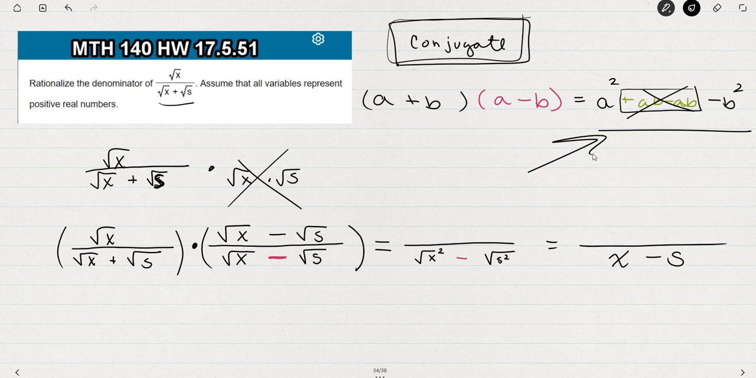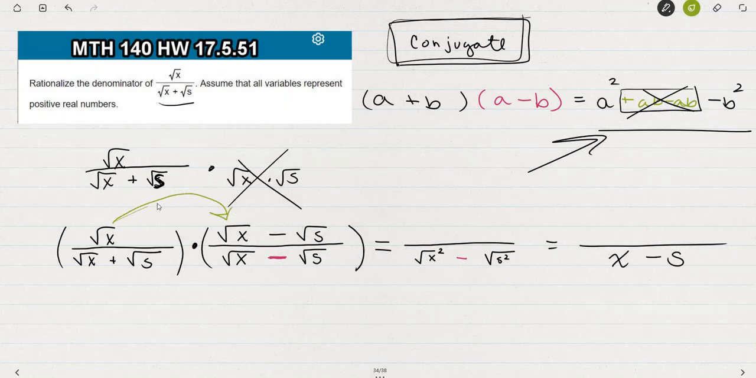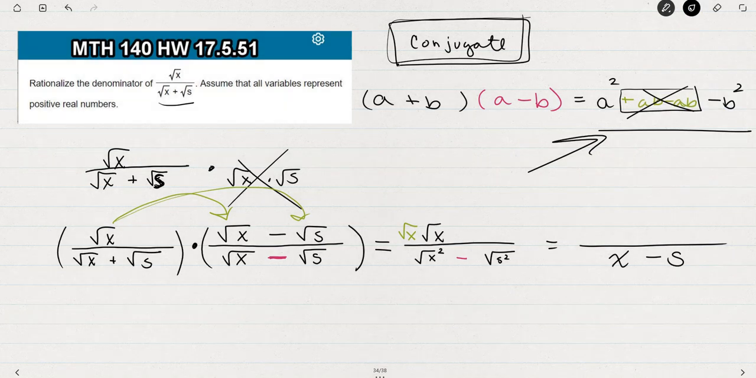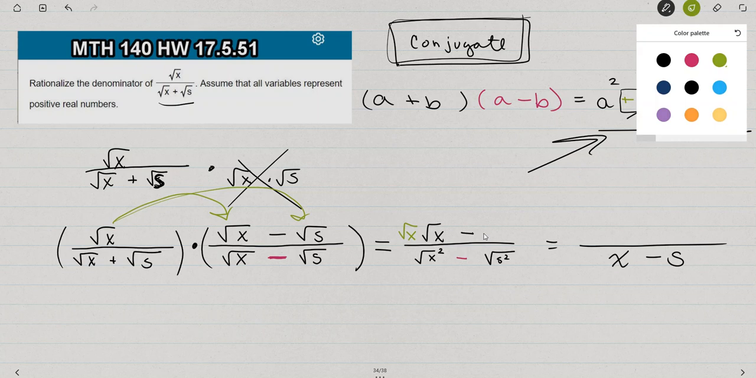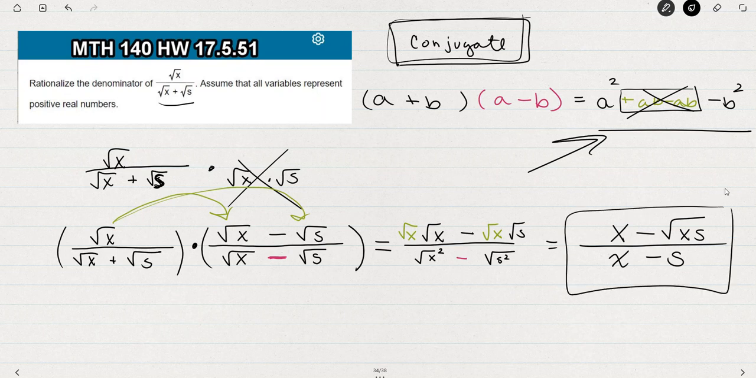And then in the numerator, I'm going to distribute this square root of x to the square root of x and to the square root of s. So square root of x times the square root of x minus the square root of x times the square root of s. So the square root of x times the square root of x is just x, and then we have minus the square root of xs. And that's it. That's our rationalized denominator.